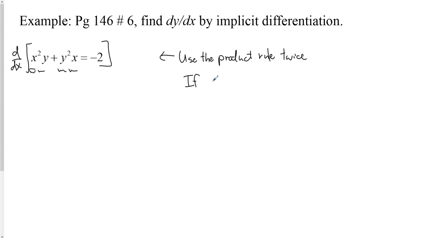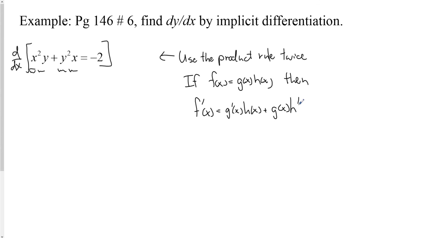Remember, if f of x is equal to g of x, h of x, then f prime of x is equal to g prime of x, h of x, plus g of x, h prime of x.